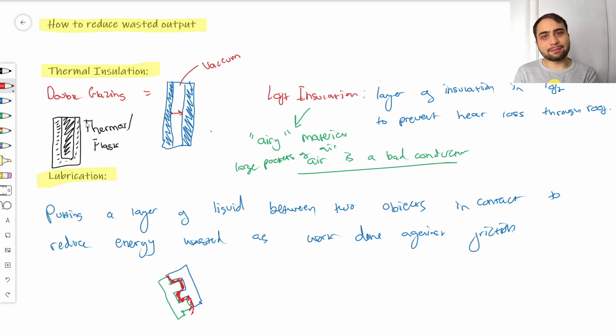Because remember, to make an object move, first, not only do you have to supply energy to keep on pushing the object, you initially have to overcome the sort of stickiness to whatever surface, which is called friction. Okay, so lubrication works by putting a layer of liquid between two objects in contact to reduce energy wasted.